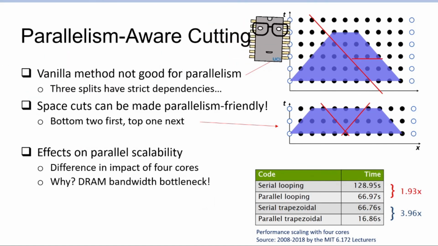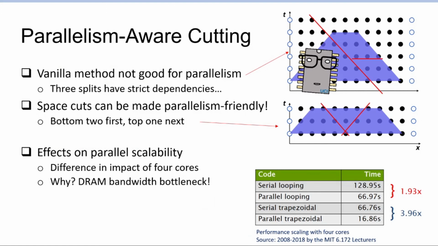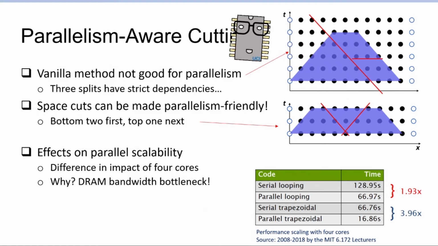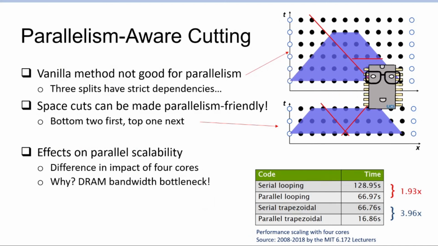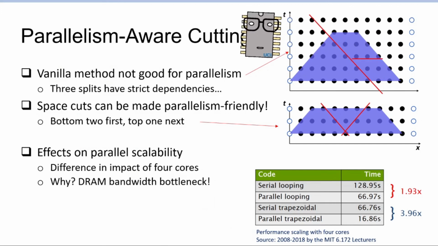For example, if you look at the 3 splits that we made here, 1, 2, 3, they have very strict dependencies of operation. We have to process this triangle first, and then this trapezoid, and then this trapezoid. Regardless of how many processors or cores we have, this becomes a pretty serial operation because there's not much parallelism we can exploit from it.